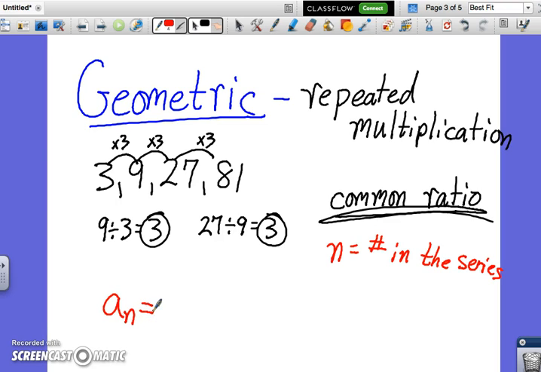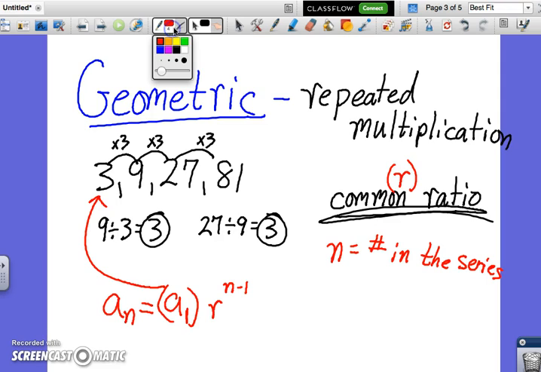Here again, we're going to start with a to the first. And remember from arithmetic, a to the 1 is simply the first number in our series, which right now happens to be 3. So we're going to take a to the first times r. R is our common ratio, raised to the n minus 1 power. Okay, so this is where exponents come in, raising it to the n minus 1 power.